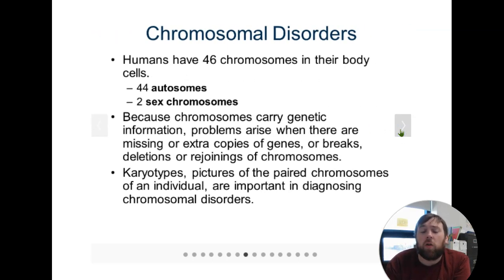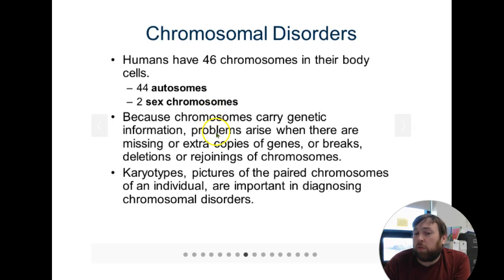Chromosomal disorders are related specifically to the long chains of genes that we have that are arranged in what we call chromosomes. And we have 46 chromosomes in our body. 44 of them are what are called autosomes. These are the normal chromosomes that do not have a differentiation between sex. And then we have 2 sex chromosomes inside you. If you're a male, you have an XY, and if you're a female, you have XX.